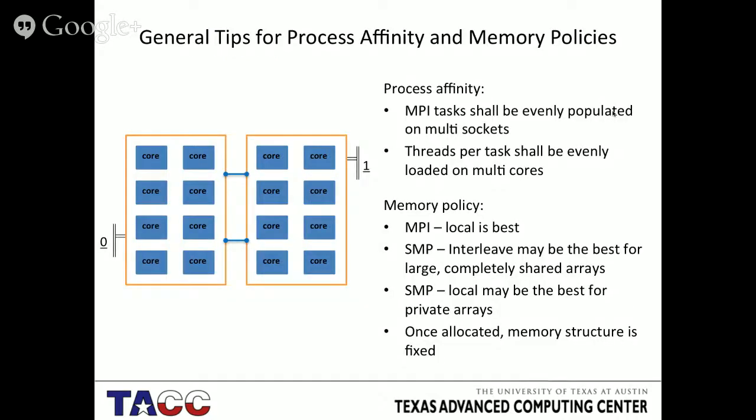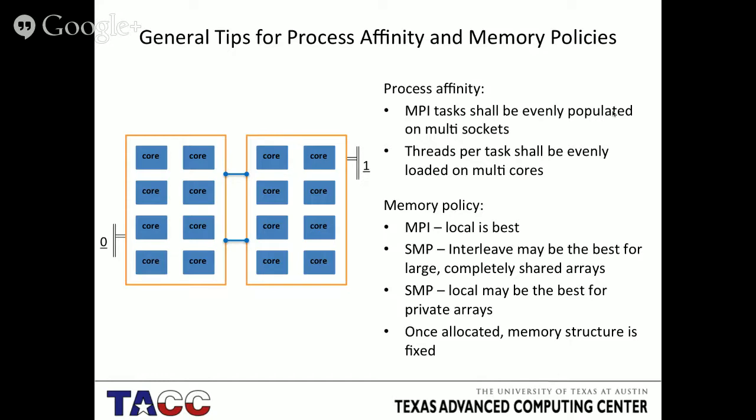Now, the way you set this is typically, we have some recommendations for best practices. And typically what you want is your MPI tasks to be evenly distributed across sockets. So you have 2 tasks, 1 in each socket. If you have 4, task 0 and 1 on the first socket, and 2 and 3 on the second socket.